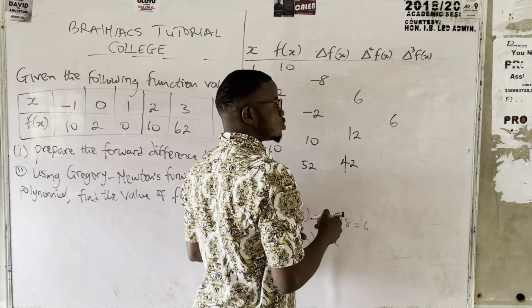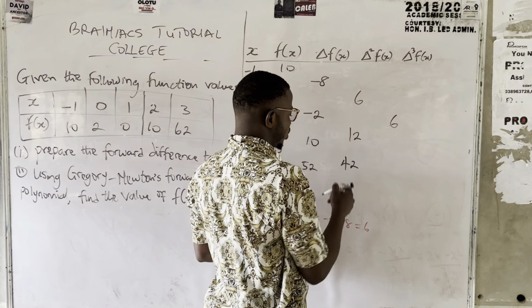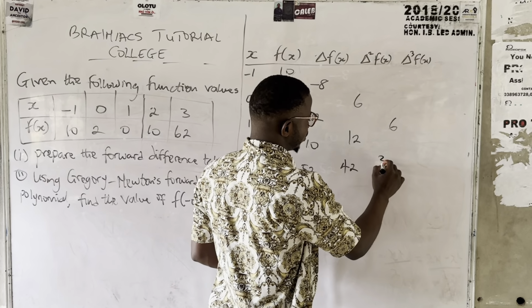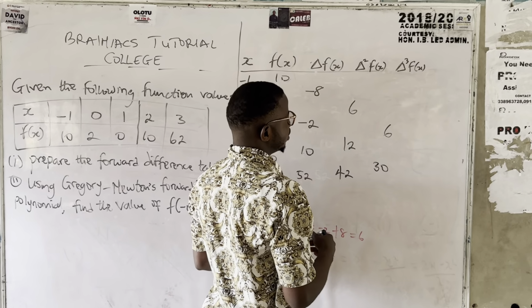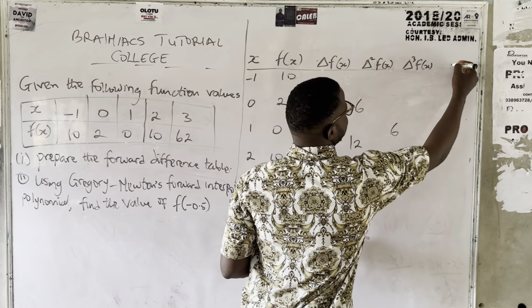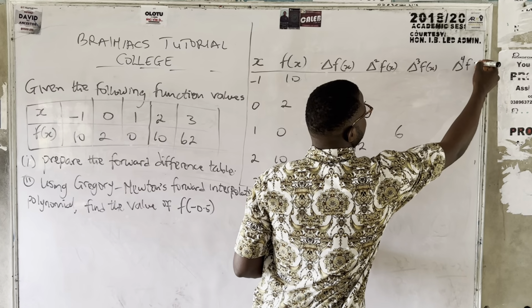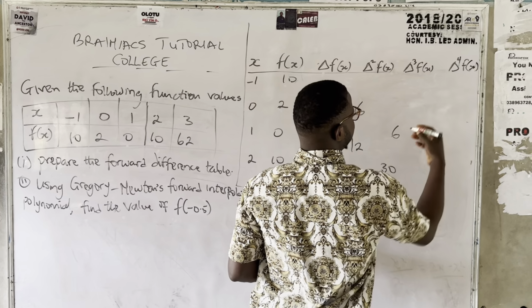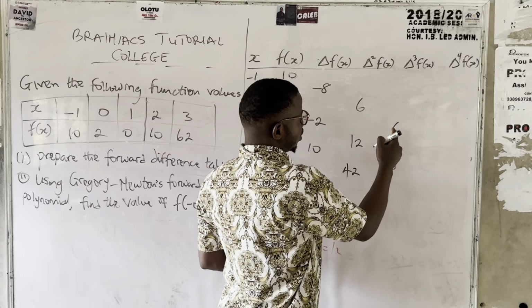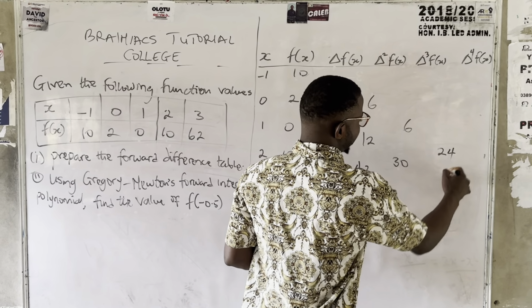Taking the difference that we have here, 42 minus 12. So that will give us 30. So now they are not the same thing. So we'll go to the fourth difference, delta raised power 4 of f of x. So that will be 30 minus 6. So this one will give us 24.